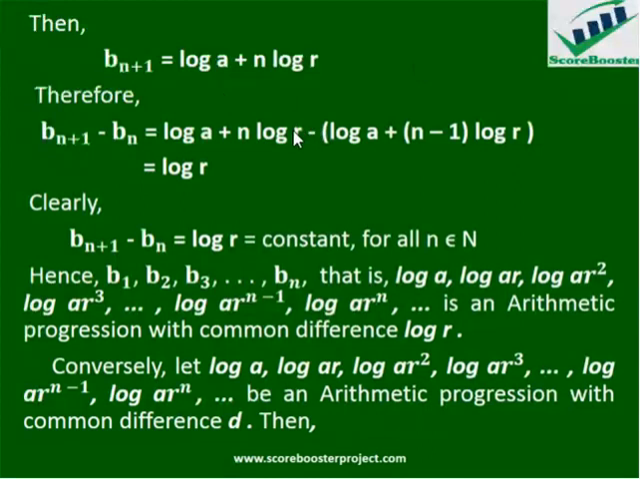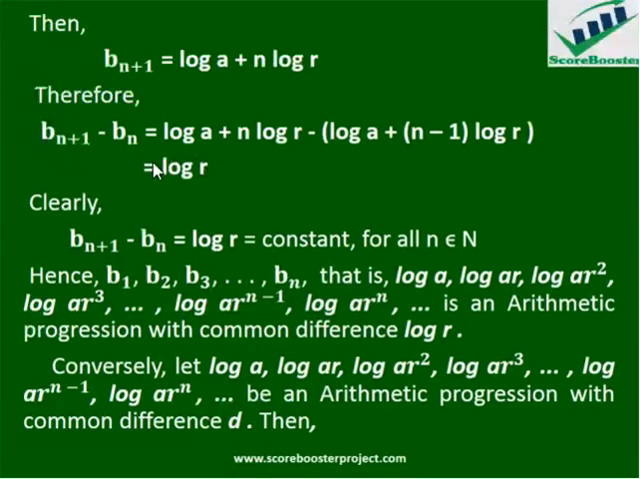We are left with n log r minus n log r, and minus times minus 1 multiplied by log r will now be plus log r. Plus n log r will cancel minus n log r, so we are left with log r.